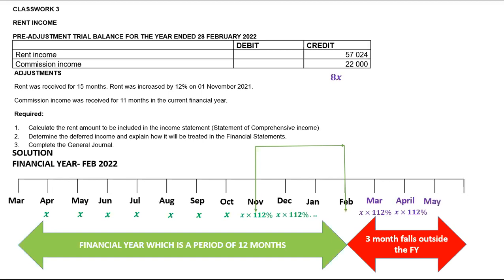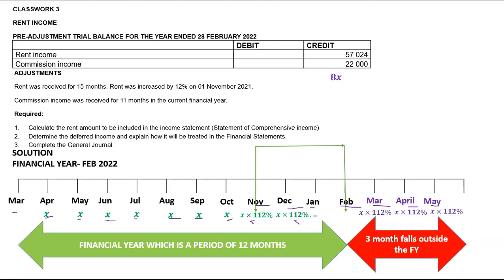We don't want April, March, April, May. We don't want them. So we just have to find them. So it was X for 1, 2, 3, 4, 5, 6, 7, 8, right? And then it became X plus X times, it became 112%. X at 112% for 1, 2, 3, 5, 6, 7.